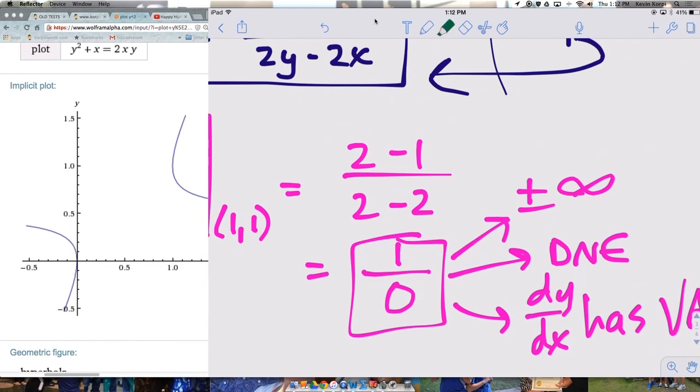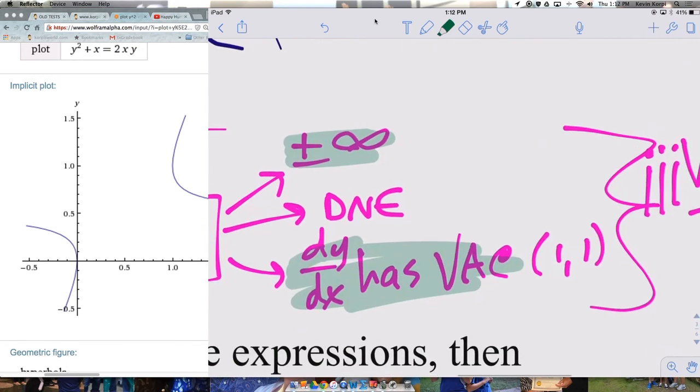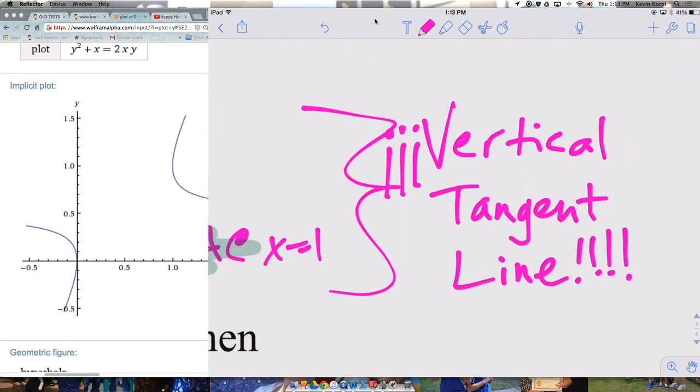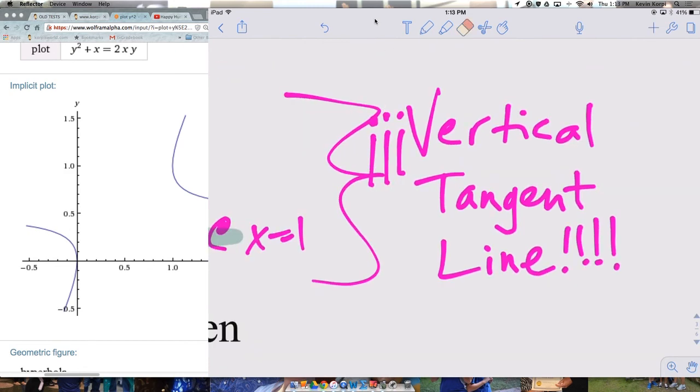Why does it not exist? Because it's some type of infinity, plus infinity or minus infinity, which means that the graph of that function has a vertical asymptote at x equals 1. And of course, all of those things imply, since that's happening to the derivative, that the graph has a vertical tangent line there.